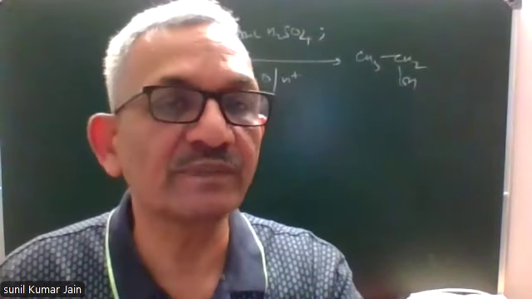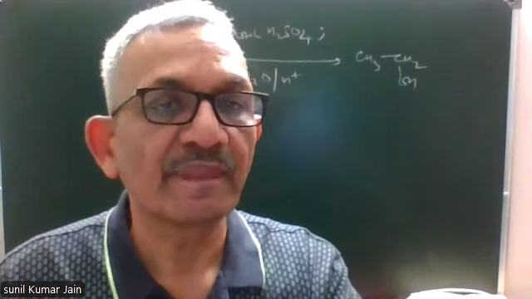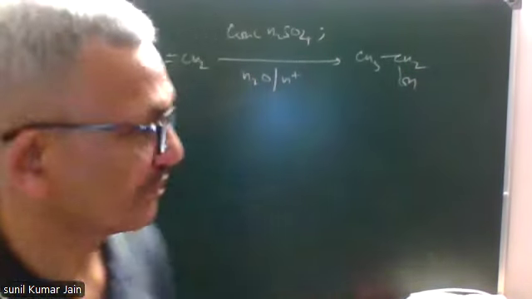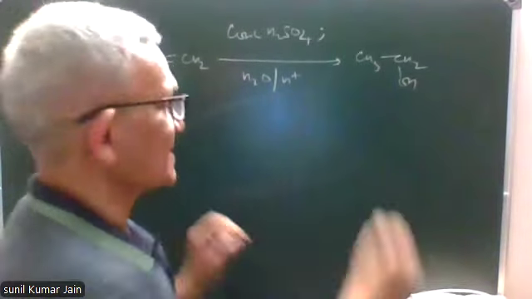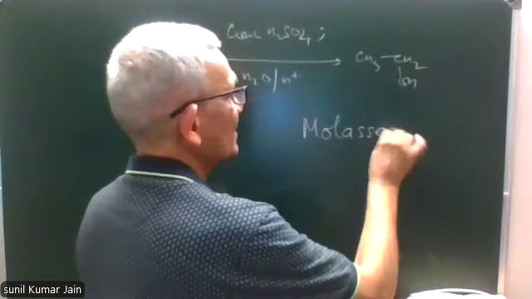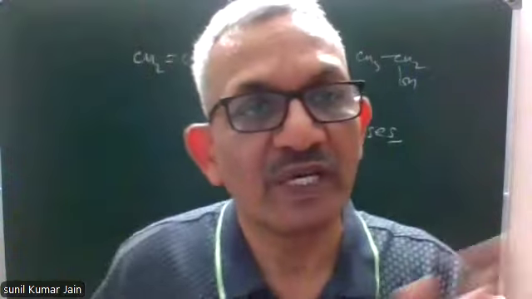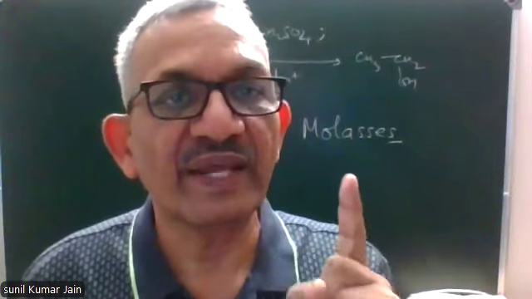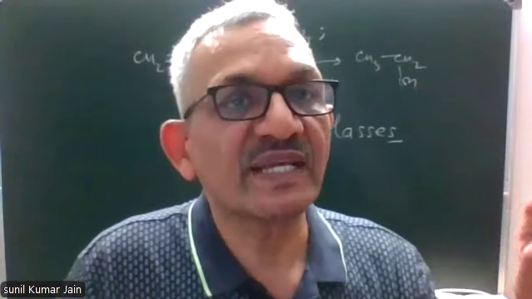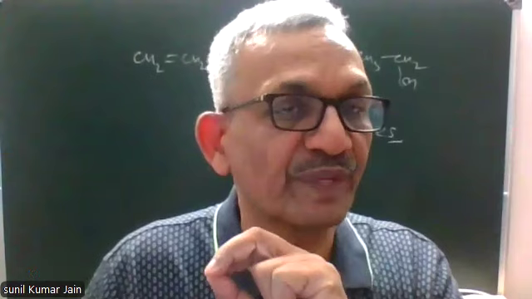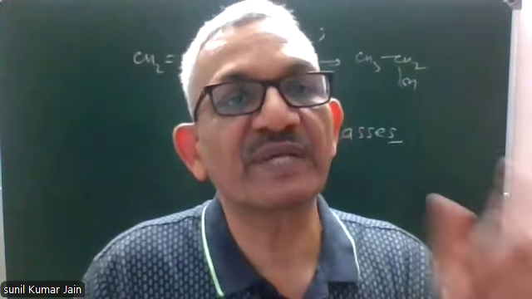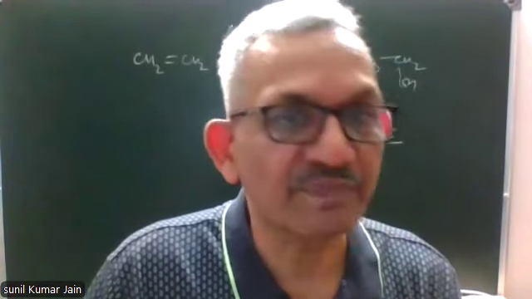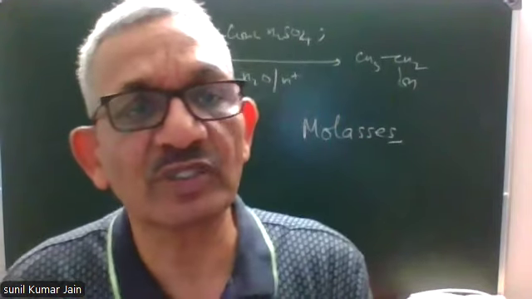Second method, an important one, by fermentation of sugar. I hope you know what is molasses. Molasses is the waste of the sugar industry. If you happen to pass by a sugar factory, you'll feel a very foul smell. That bad smell is due to molasses. And this molasses contains a lot of sugar which has not been crystallized out. This sugar present in molasses is subjected to fermentation in the presence of yeast. Yeast will provide enzymes, and fermentation will ultimately lead to the formation of ethanol.